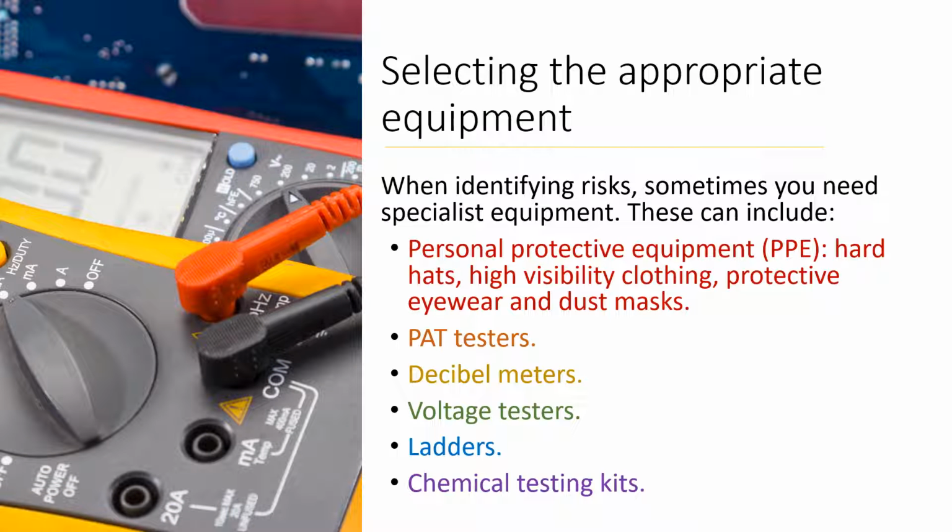Selecting the appropriate equipment. When identifying risks, sometimes you need specialist equipment. These can include personal protective equipment, PPE, hard hats, high-visibility clothing, protective eyewear and dust masks, PAT testers, decibel meters, voltage testers, ladders, chemical testing kits.